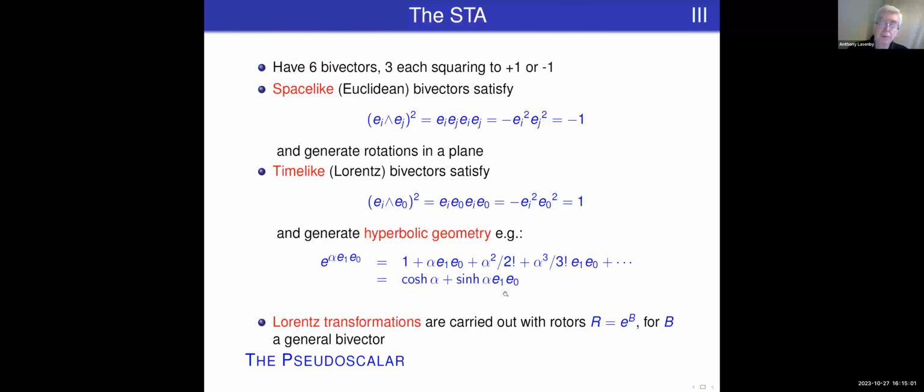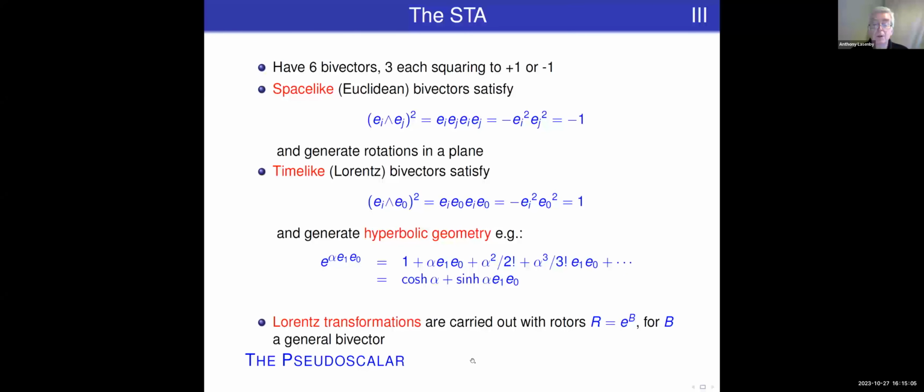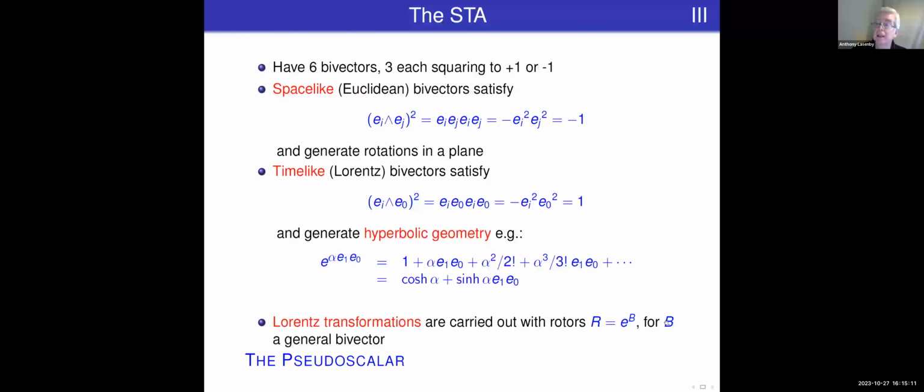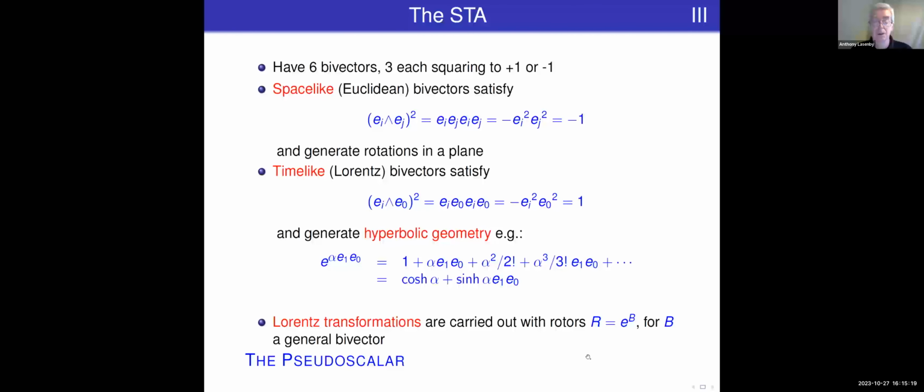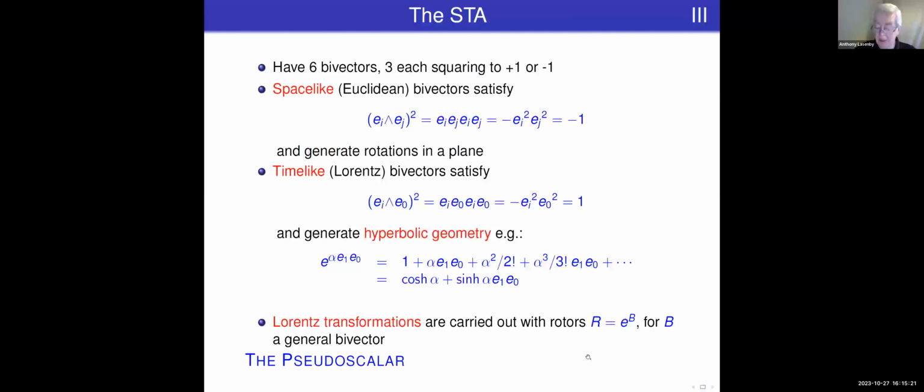General Lorentz transformations, general in the sense that they're both spatial rotations and boosts, you can write down immediately as R equals e to the B for B any general bivector. And just note that that means we have 6 degrees of freedom in the B, and therefore 6 degrees of freedom in R, which you can work out from what we've done so far is correct.